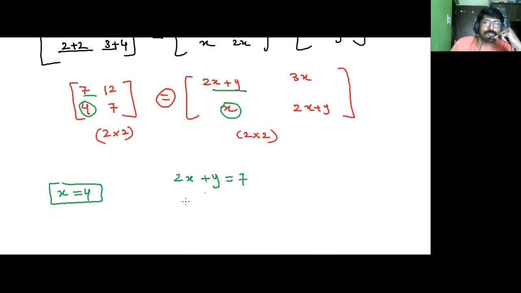2x plus y is equal to 7. So what is this x? 4. 4 to the 8 plus y is equal to 7. So what is the value of y? Simple, y will become minus 1. I hope you understood till here perfectly.